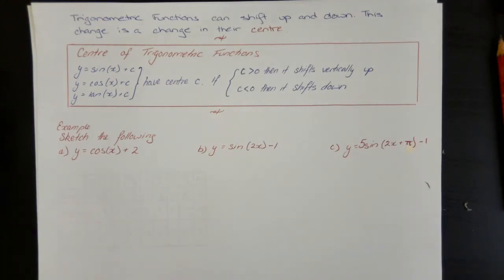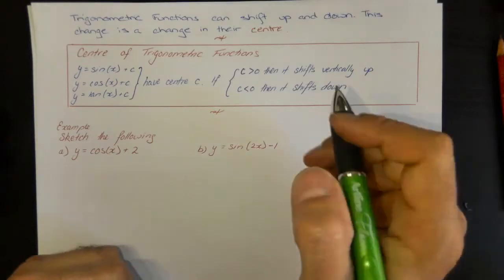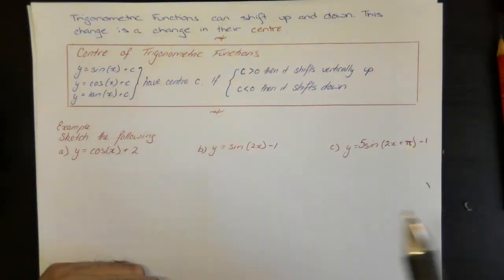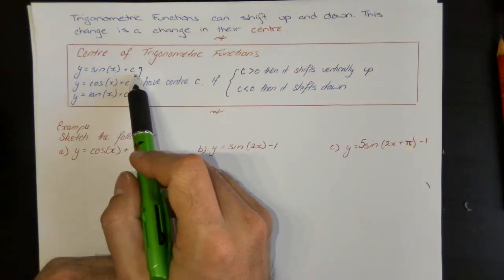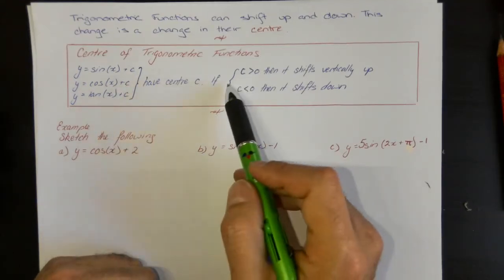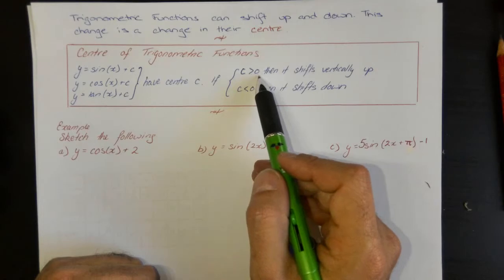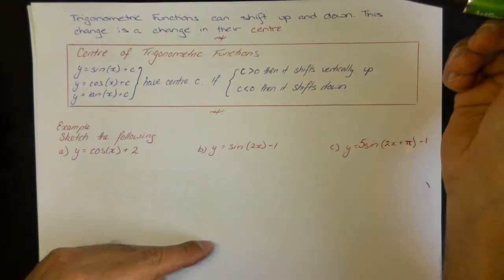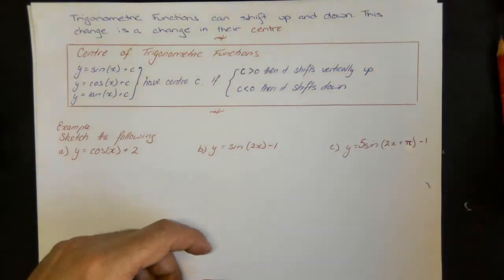So trigonometric functions can also shift or translate up and down. And when that happens, up or down, it's called a change in their center. So if sine of x plus c, or cos of x plus c, or tan of x plus c have a center of c, then if c is greater than 0, it will shift vertically up, and if c is negative, it will shift it down.